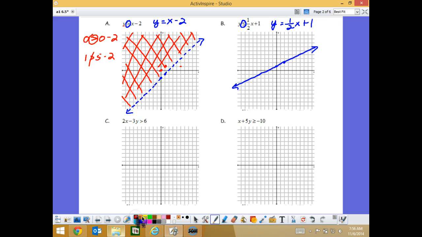Now we're going to determine which side of that line to shade. Since the line does not go through the point 0, 0, we're going to pick that point because it's easier to work with. So, is 0 less than or equal to 1/2 times 0 plus 1? Well, 0 plus 1 is 1. 0 is less than or equal to 1, so that's true. So that means this point is in the shaded region.